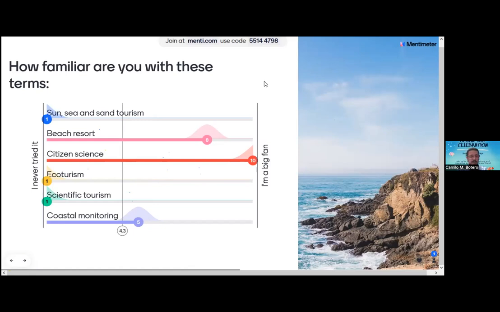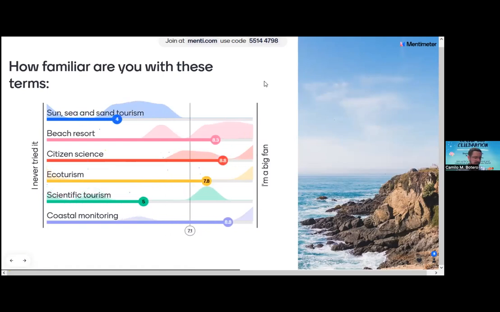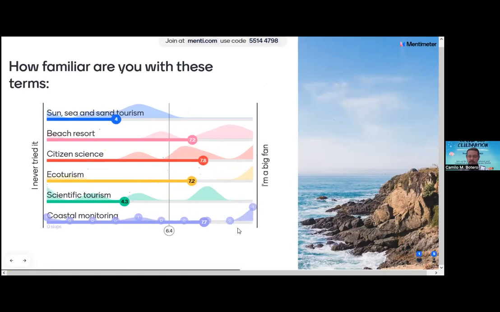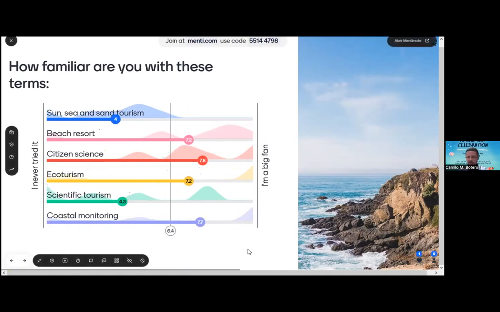Okay, we have the first vote. Remember, you should include your vote rating: on the left is you never tried, on the right is you are a big fan of this kind of activity. Okay, we have here five votes. And it looks like the beach resort and the coastal monitoring have the biggest value, the biggest vote. Okay, nobody changed with a new vote.